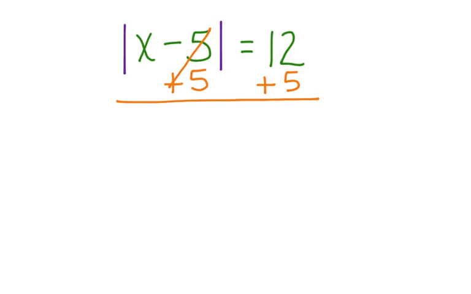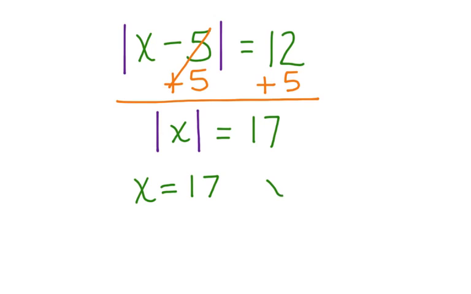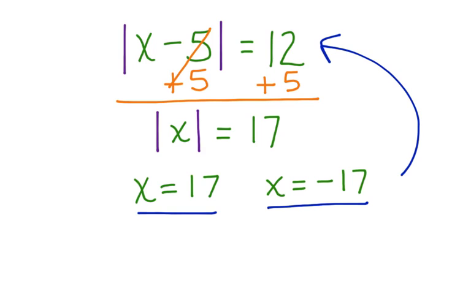This cancels. We bring down the absolute value of x, and it's equal to 17. Now, what could x be? X could be equal to 17, and x could also be equal to negative 17. Notice that we have again two solutions. So when you are working with absolute value equations, you're going to have two solutions for every problem. Let's take a look at another example.